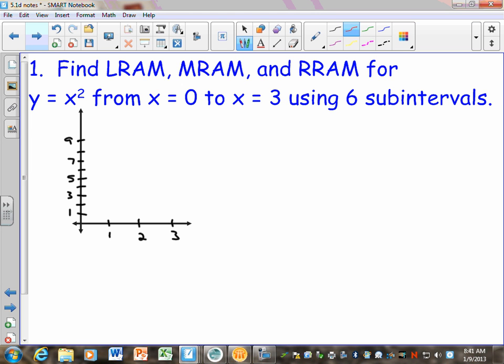And you should be able to sketch a pretty good graph here. At 0, it would be at 0. At 1, it would be at 1. At 2, it would be at 4. And at 3, it would be up here to 9. And again, I'm going to say I'm stopping at 3, so I'm going to go ahead and draw that line in there.